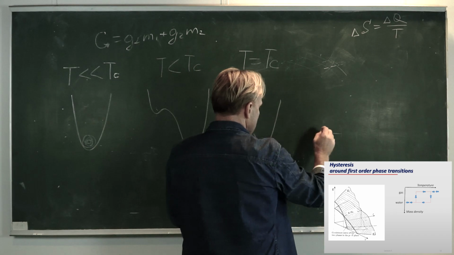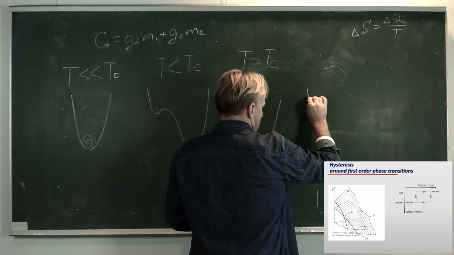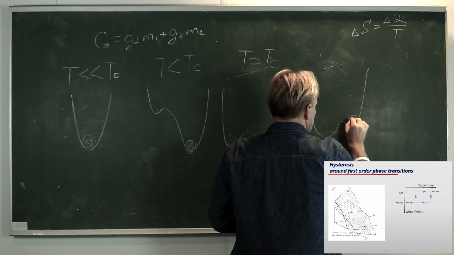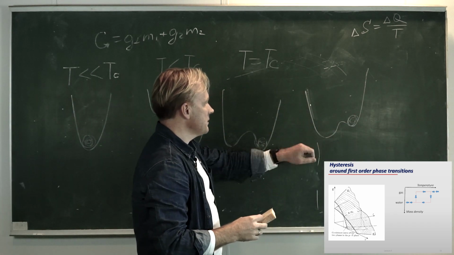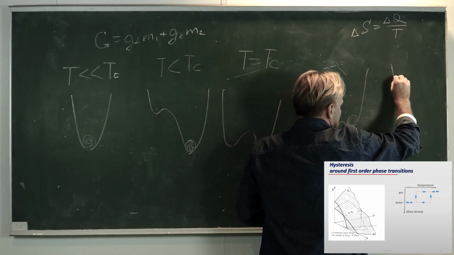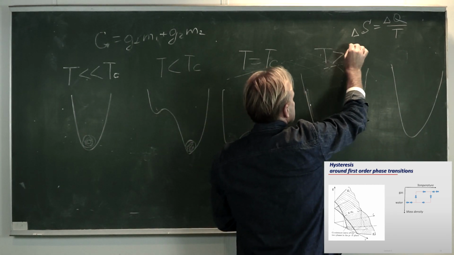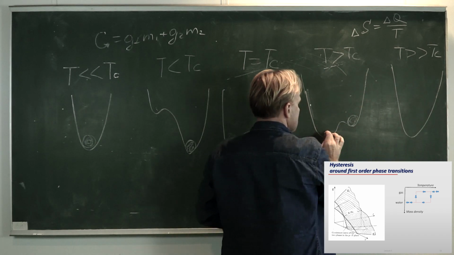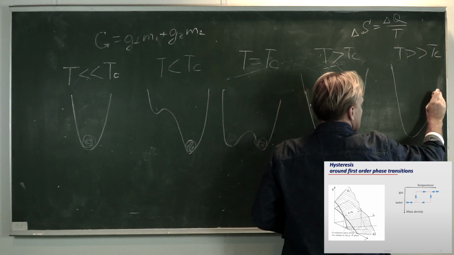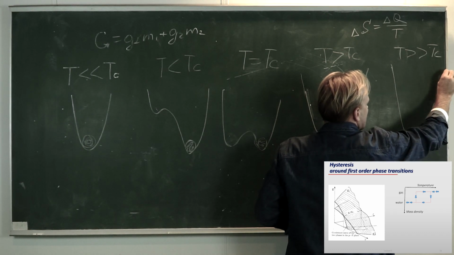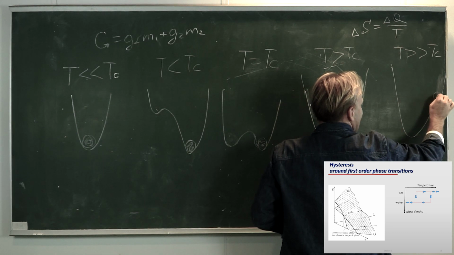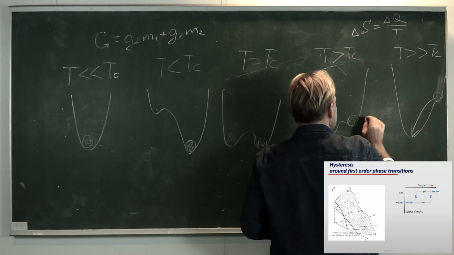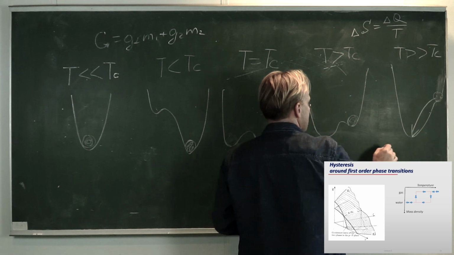Then you increase temperature further, and then this minimum already becomes energetically more profitable, the minimum that corresponds to the second phase. And eventually this first state is about to disappear, and the system, so the ball, will overcome this very small potential barrier that separates these two phases and will drop to the second phase.